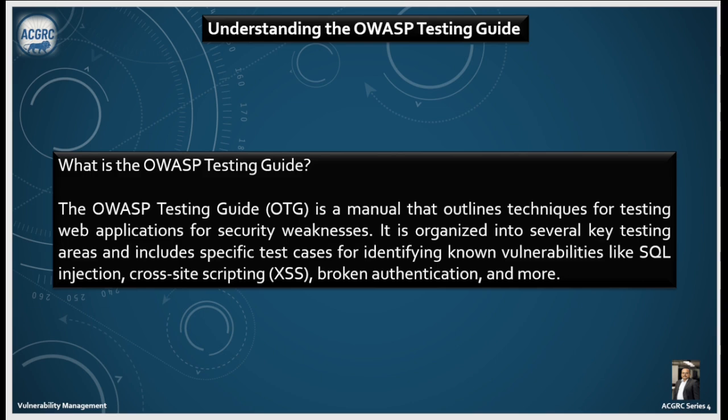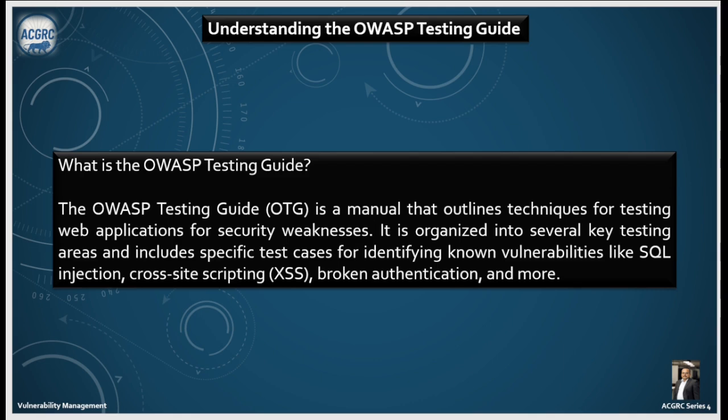Well, who uses it? It's used by security testers or ethical hackers, if you want to put it that way, developers who want to check their own code, and organizations looking to improve their application security. Now, why is it important? Well, many attacks happen because of common coding mistakes. The guide helps teams catch these issues early on before attackers find them, and creates a standard approach so security testing is repeatable and reliable.